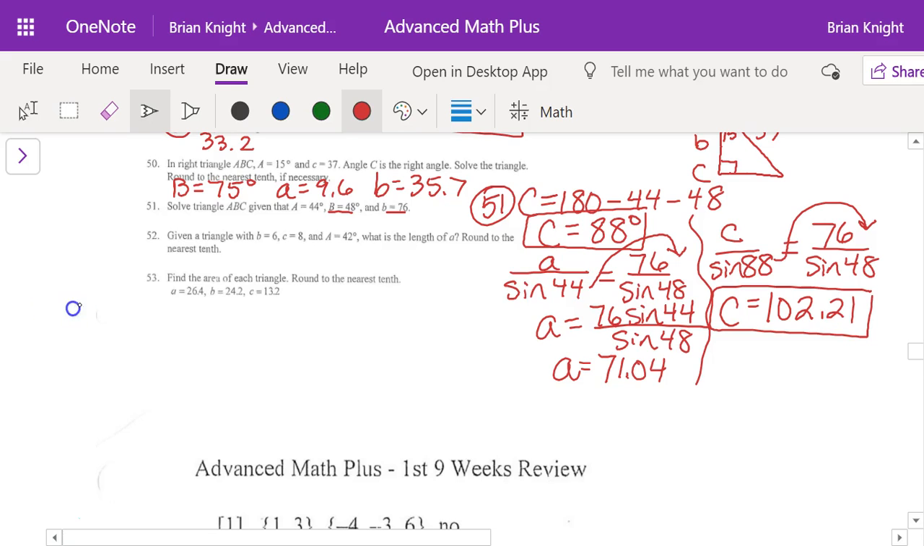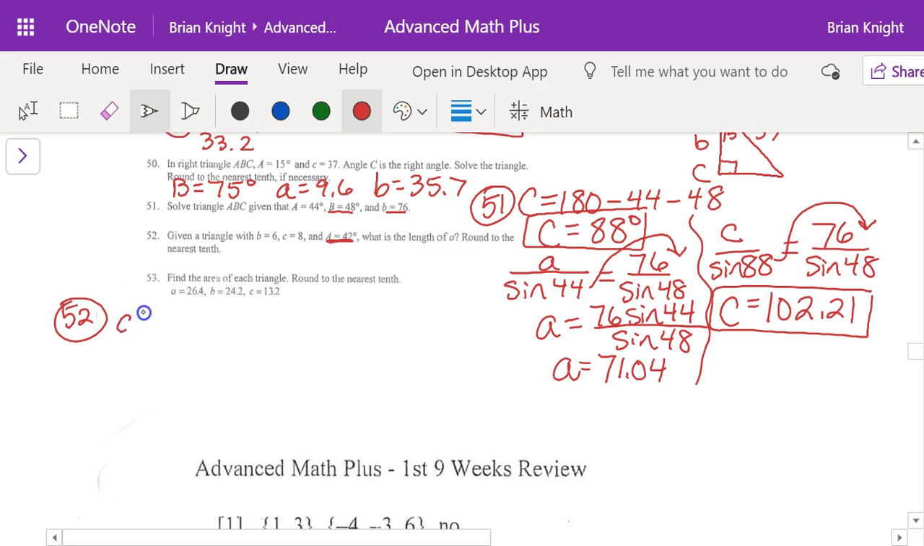52, I'm going to put down here because I'm running out of room fast. 52 says, given a triangle with b equals 6, c equals 8, and angle A is 42, what is the length of a? Round to the nearest tenth. So we're not having to solve the triangle, thank goodness. We're only finding one side. Do they give me all three angles? Nope, so I have to use law of cosines. And I'm finding a. Well, that's good because they give me angle A, right? They're opposite of each other.